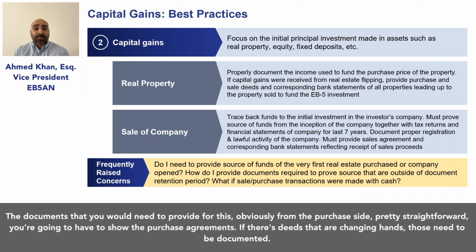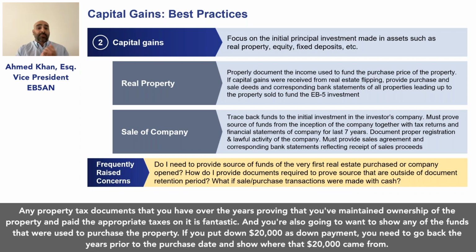The documents that you would need to provide, from the purchase side, are pretty straightforward. You're going to have to show the purchase agreements. If there are deeds that are changing hands, those need to be documented. Any property tax documents that you have over the years, proving that you've maintained ownership of the property and paid the appropriate taxes on it, are fantastic. And you're also going to want to show any of the funds that were used to purchase the property. If you put down $20,000 as a down payment, you need to go back the years prior to the purchase date and show where that $20,000 came from.